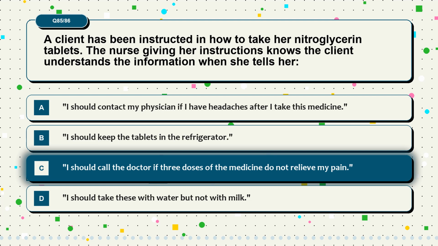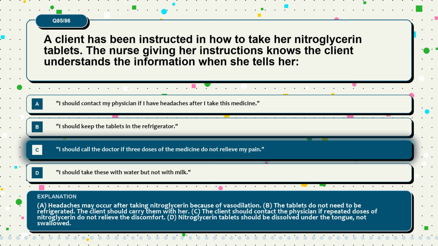The correct answer is option C. I should call the doctor if 3 doses of the medicine do not relieve my pain. Headaches may occur after taking nitroglycerin because of vasodilation. B. The tablets do not need to be refrigerated. The client should carry them with her. C. The client should contact the physician if repeated doses of nitroglycerin do not relieve the discomfort. D. Nitroglycerin tablets should be dissolved under the tongue, not swallowed.